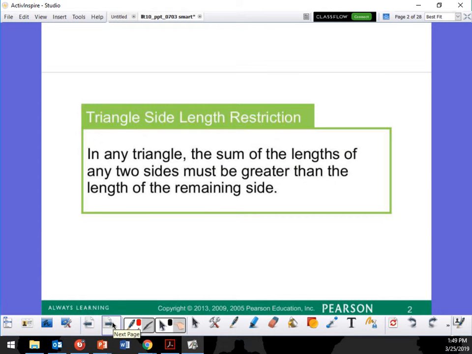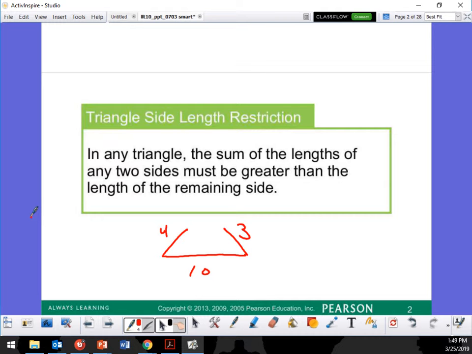Okay, now listen. This is important. In any triangle, the sum of the lengths of any two sides must be greater than the length of the remaining side. So for it to make a triangle, watch this. Let's say this is 10. I have this side right here is 4. This side right here is 3. Will that make a triangle? No, that's not a triangle. That's what it means. The sum of these two sides has to be greater than the third.